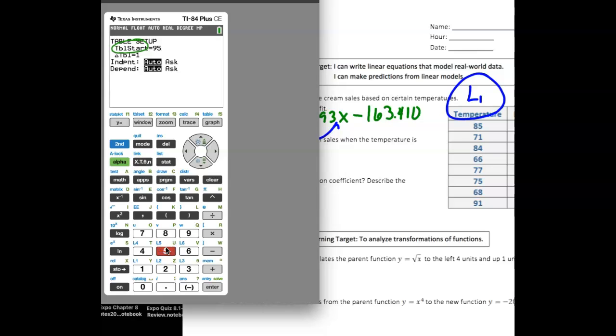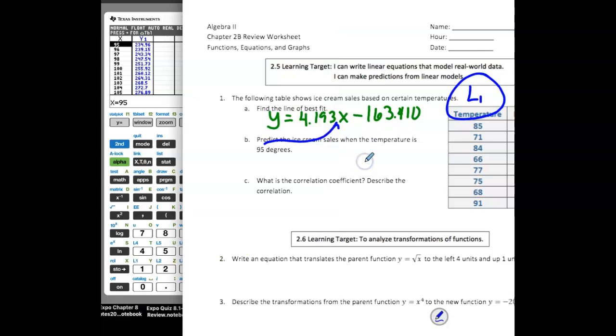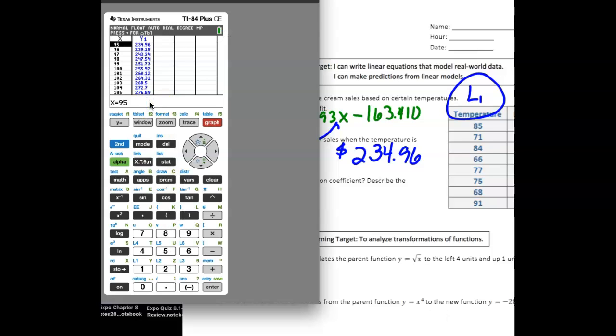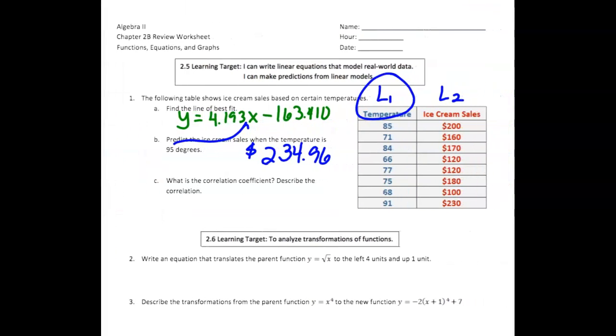Now when I go to the table, which is second graph, it's the first thing on my list. So the sales would be $234.96. Questions about that process? All right. We'll go back here, go back to table set it to start at 1 again, for our next question. All right.